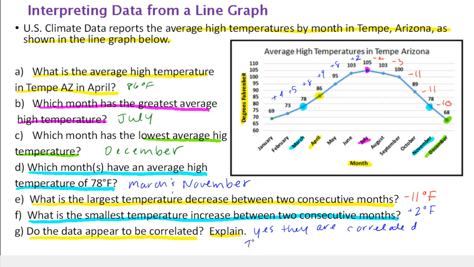And we'll say the temperature increases, and I could be more specific, the average high temperature in Tempe increases from January to July. And I need more room. Sorry, I'll go over here. And decreases from July to December.